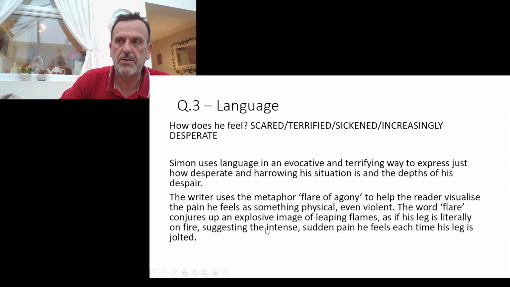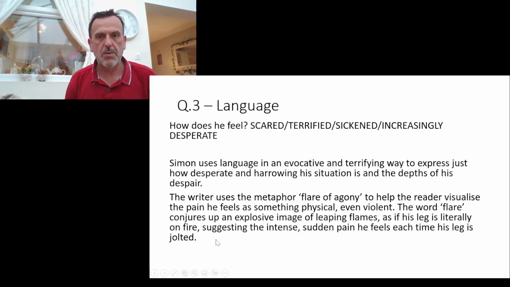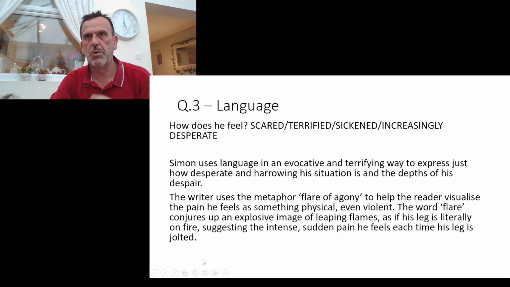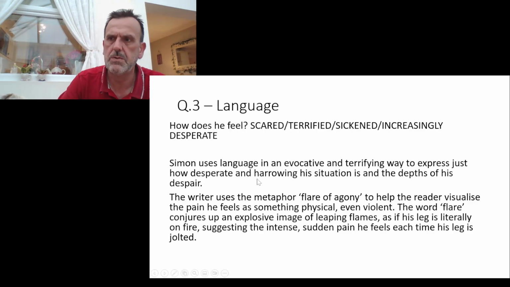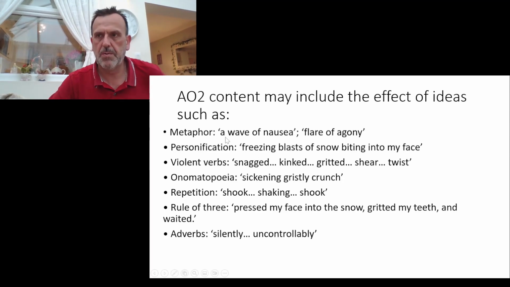The word flare conjures up an explosive image of leaping flames, as if his leg is literally on fire. And most people would stop there, but this extra bit suggests the intense sudden pain he feels each time his leg is jolted. You're really going into the detail of why that metaphor is so powerful, because those words have so many connotations. And there was plenty to talk about.